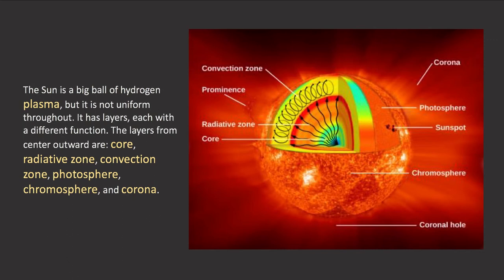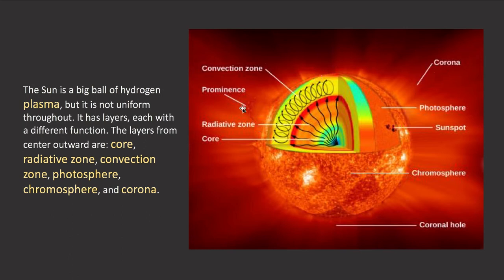Now, the plasma of the sun is not uniform throughout. It has layers, and each of those layers has a different function. So you can see in the picture here all of the layers labeled. If we start from the center, we have the core. Moving out, we end up in the radiative zone, and then into the convection zone, and then into the photosphere, the chromosphere, and the corona.